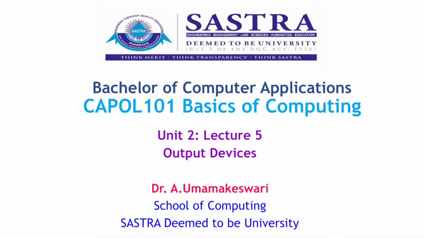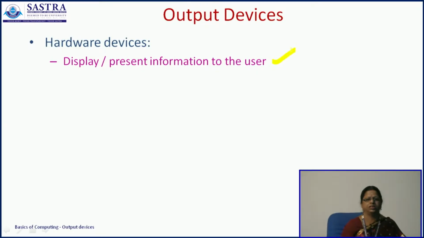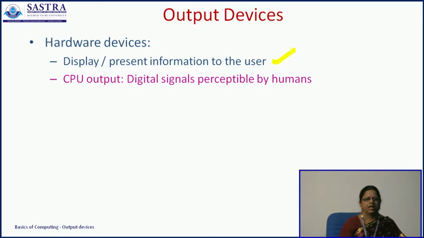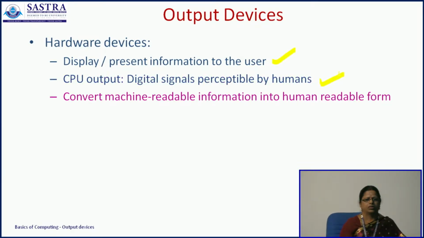In this session, we will see about output devices and their types. Output devices are hardware devices which are used to display or present information to the user. Hence, the CPU output would be in the form of a digital signal which is perceptible by humans. So, the CPU converts machine-readable information into a human-readable form.